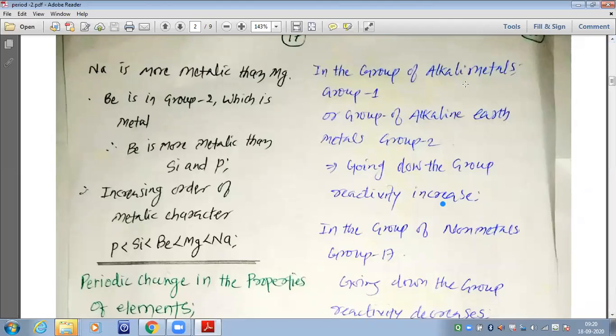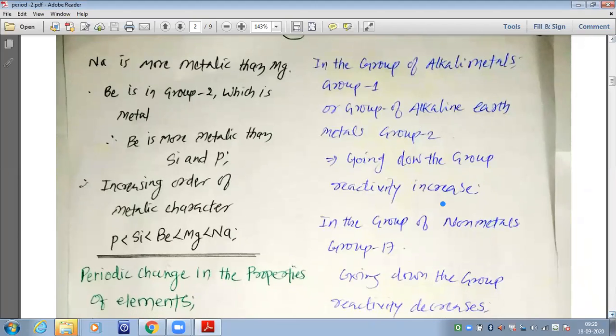Same way, in the group of the alkali metals, group number 1, or the group of alkaline earth metals, that is group number 2, going down the group, reactivity increases. Now this is the pattern that we can see in the groups. So when we go down the group in the metals, the reactivity increases.